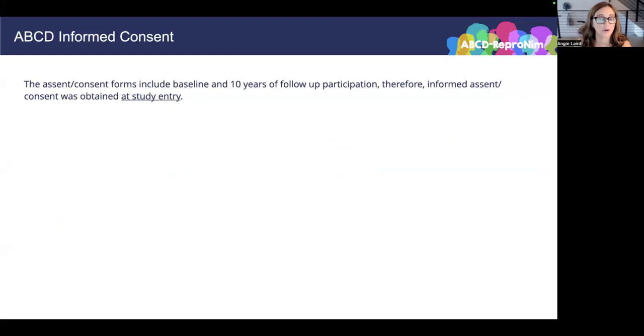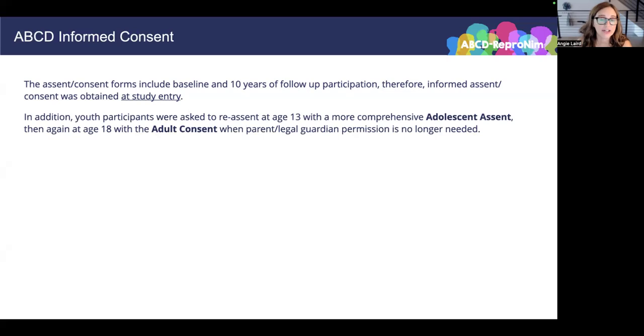The assent and consent forms included baseline and 10 years of follow-up participation, and therefore assent and consent were obtained at study entry. But in addition, youth participants have been asked to reassent at age 13 with a more comprehensive adolescent assent, and then again at age 18, when parent and legal guardian permission was no longer needed. The youth are now being asked, some of them have already and some of them continue to be, to consent to all protocol elements for their own participation.